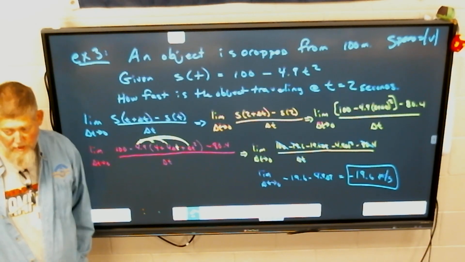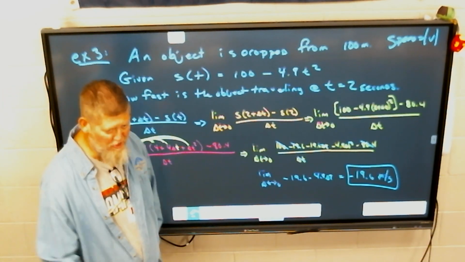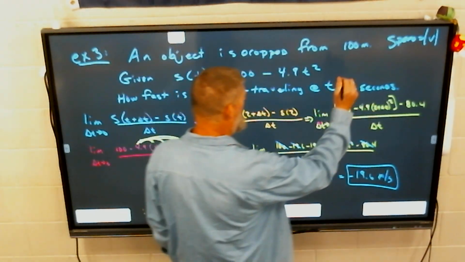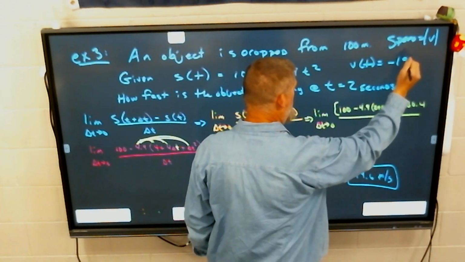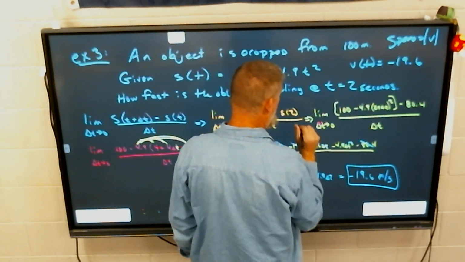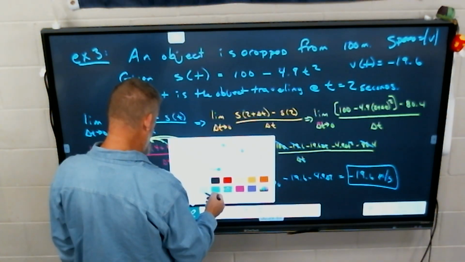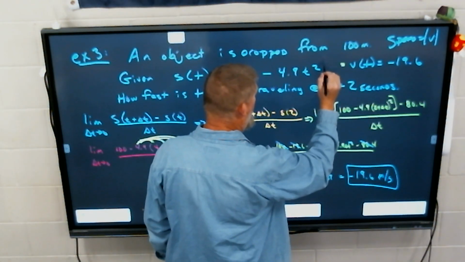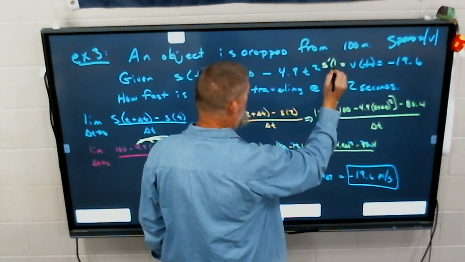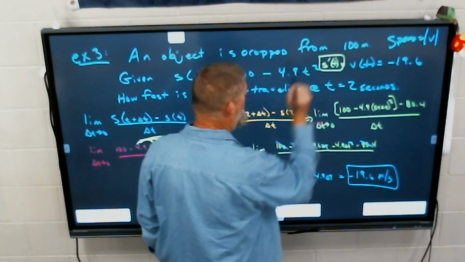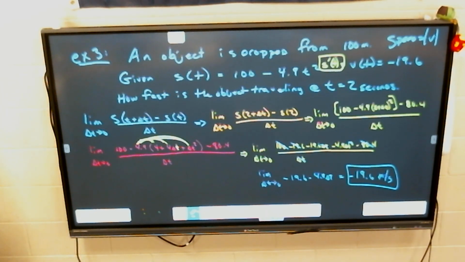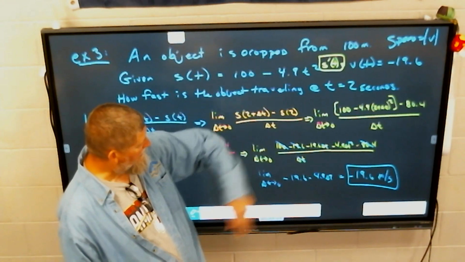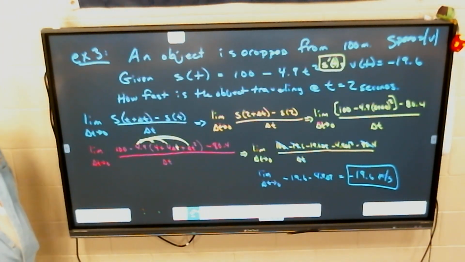Oh, by the way, here's how you notate that. Little side note, ready for chapter 3. What we found was the velocity in terms of time, correct? Negative 19.6. That is notated, let me put it in different colors so you can see it, S prime of t. That means it's velocity, it's the derivative, if you will. We'll deal with that more next chapter, but kind of give you a preview.